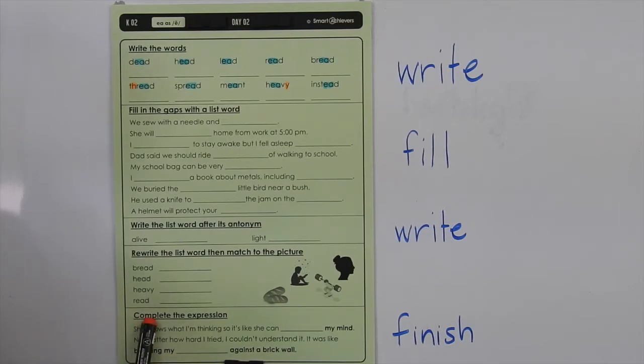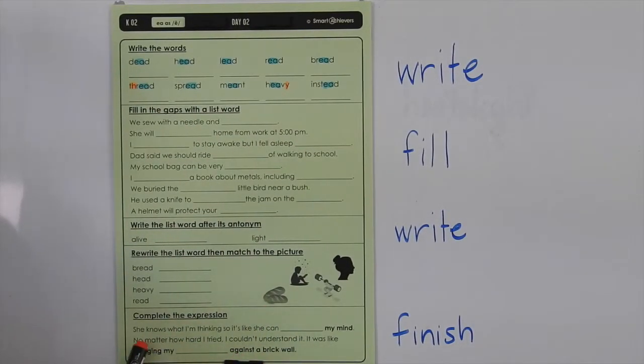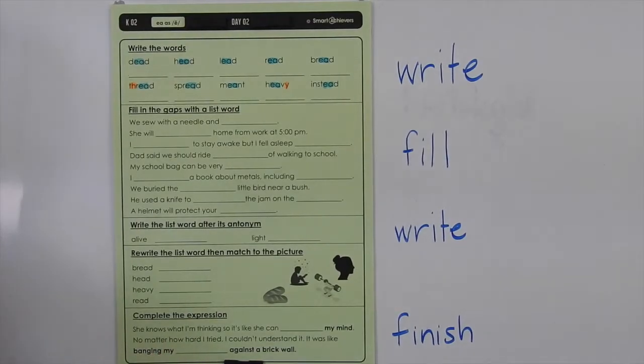Down the bottom, we've got complete the expression. She knows what I'm thinking, so it's like she can something my mind. So we've got to choose one of these words up there to finish that expression. No matter how hard I tried, I couldn't understand it. It was like banging my something against a brick wall. Which word would best fit in there to finish both of those expressions?